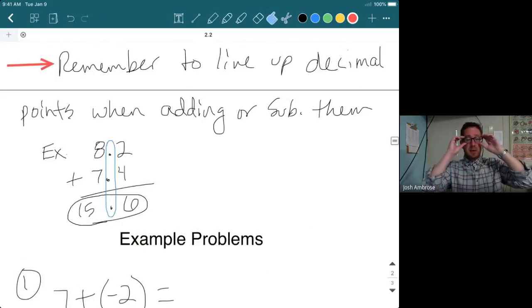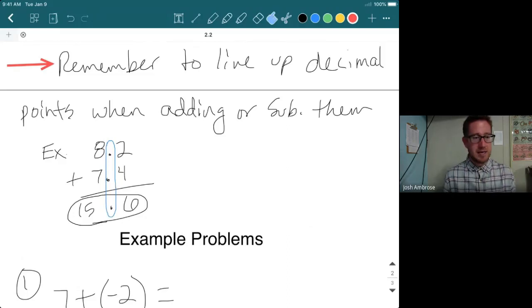Remember, anytime you are given decimals in the problem, your decimals have to line up. Okay, when you add and subtract, the decimals have to line up. So you'll see I had an 8.2 plus a 7.4. Notice all those decimals perfectly lining up all the way from top, all the way down to the bottom into the answer. Your work has to be the exact same. They got to line up perfectly. Be organized that way.